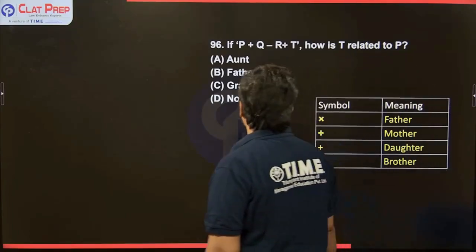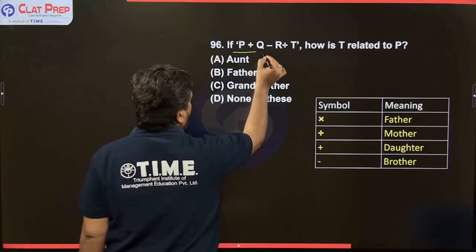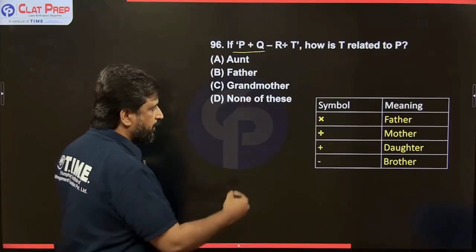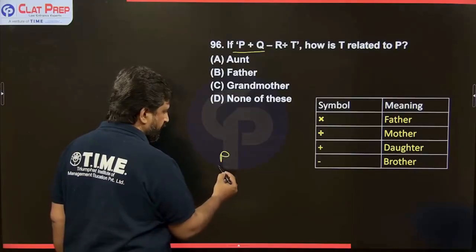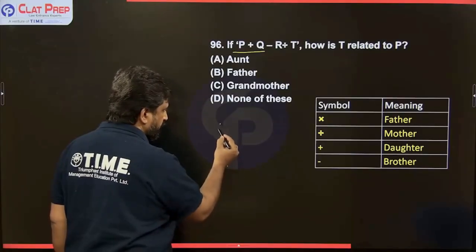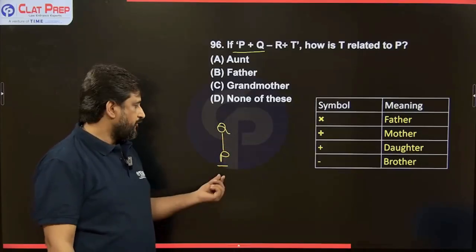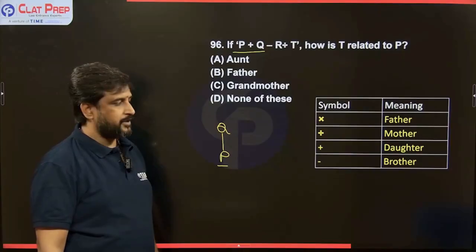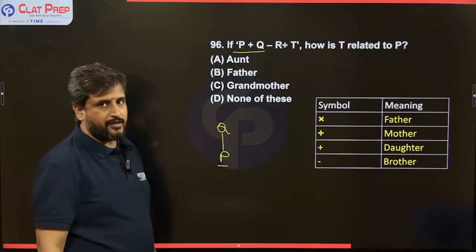P plus Q minus R divided by T. So first take the P plus Q relation. P plus Q means P was the daughter of Q. So P will be in the lower generation and Q will be in the higher generation, where plus stands for female. Okay, next. And I do not know the gender of Q as of now.